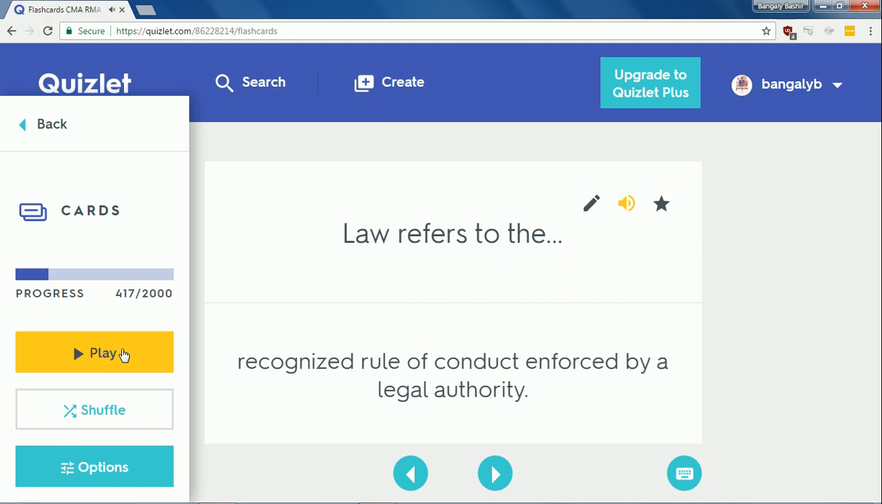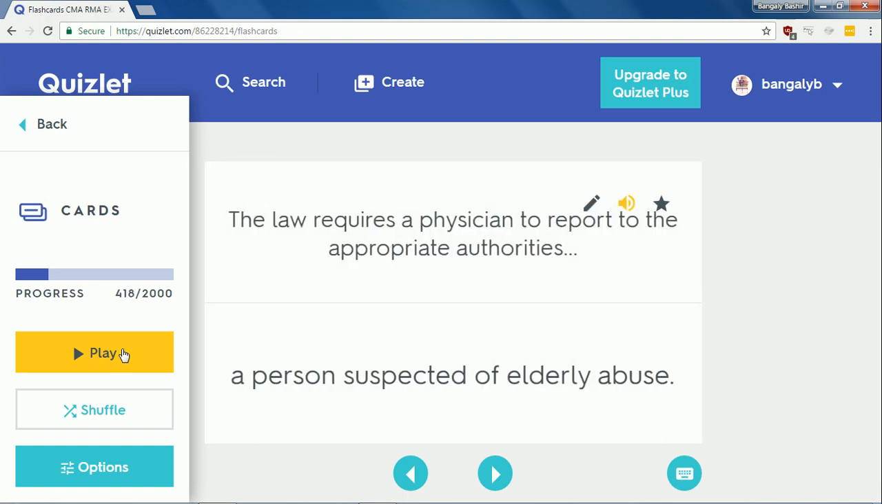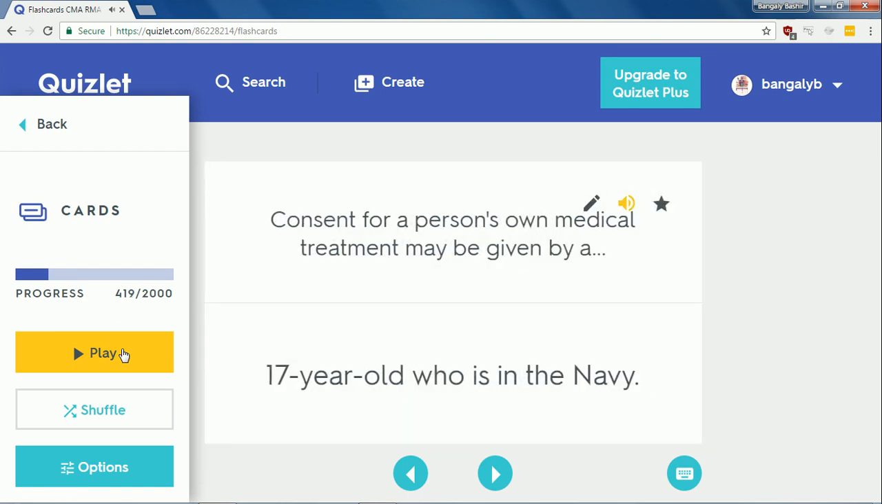Law refers to the recognized rule of conduct enforced by legal authority. The law requires a physician to report to the appropriate authorities a person suspected of elderly abuse. Consent for a person's own medical treatment may be given by a 17-year-old who is in the Navy.